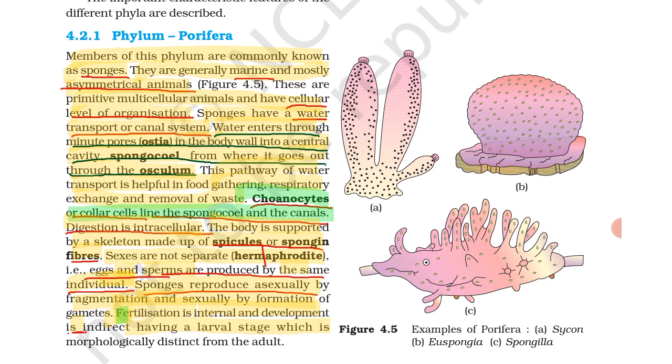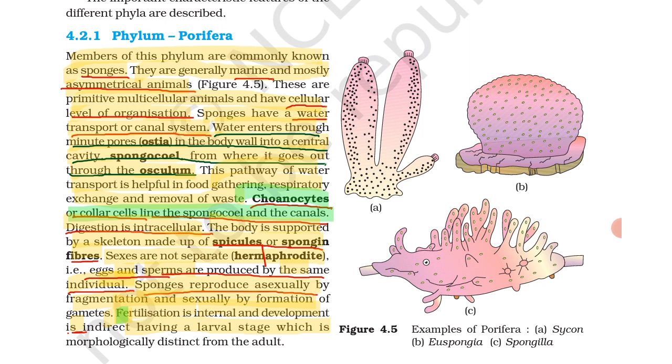Next, digestion is intracellular. So the digestion in sponges is intracellular, and the body is supported by a skeleton made up of spicules and spongin fibers. Spicules and spongin fibers are present inside the body and make up the skeleton.